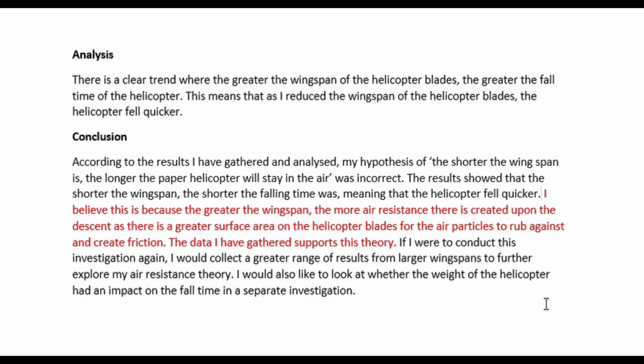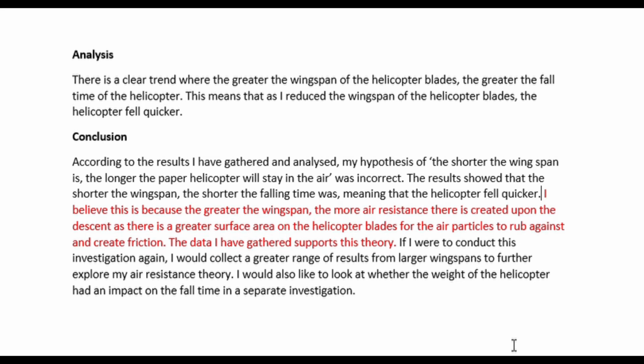Then, because I really wanted to stretch myself, I looked at some scientific thinking there. And I put that in red just so you know that's a stretch. That is if you want to push yourself above and beyond. I said, I believe this is because the greater the wingspan, the more air resistance is created upon the descent, as there is a greater surface area on the helicopter blades for the air particles to rub against and create friction. The data I have gathered support this theory. So I basically said, this is what I'm thinking, this is what I think the scientific backing is of it, and actually my data does support this thinking. However, I may want to go and test that further.